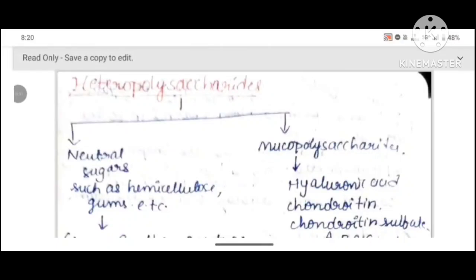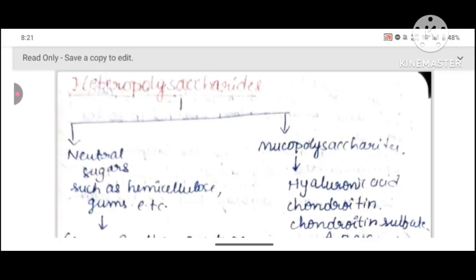Hello everyone. In this lecture, we are going to discuss heteropolysaccharides. So, what are heteropolysaccharides? The polysaccharides which give a mixture of monosaccharides upon hydrolysis are known as heteropolysaccharides.